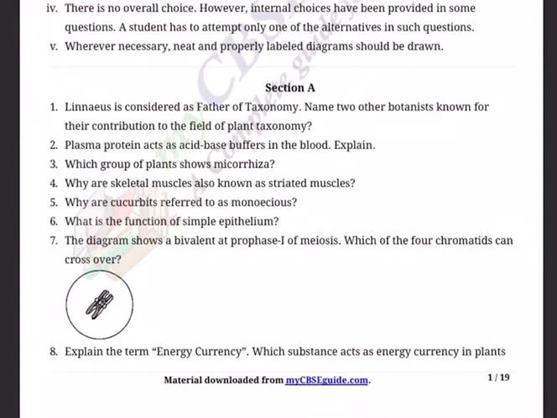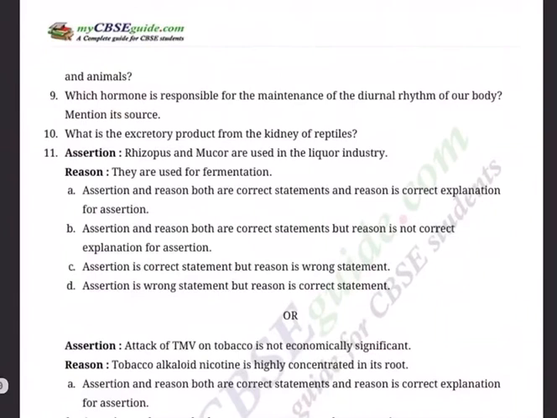Question 6. What is the function of simple epithelium? Now there is a diagram based question. Question 7. The diagram shows a bivalent at prophase 1 of meiosis, bivalent 2 chromatids. Which of the 4 chromatids can cross over? So this is the one that he is showing. Question 8. Explain the term energy currency. Which substance acts as energy currency in plants as well as animals?